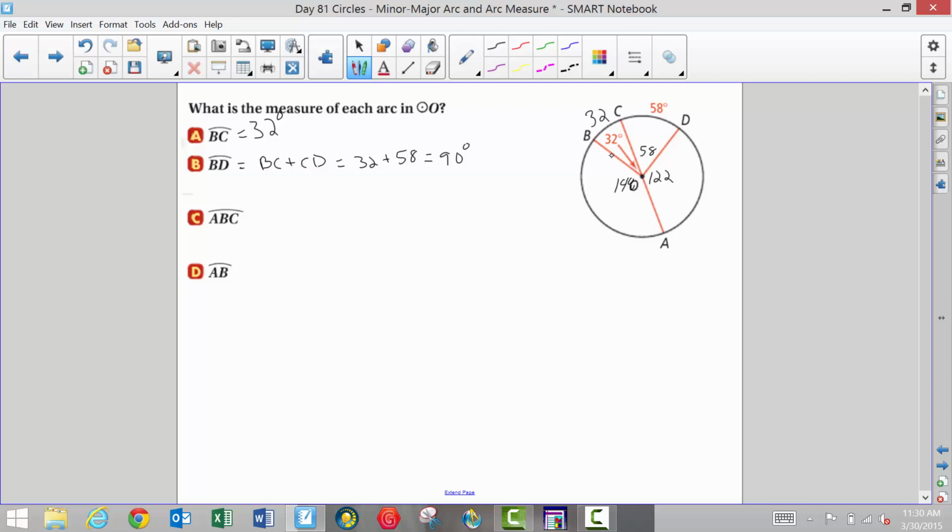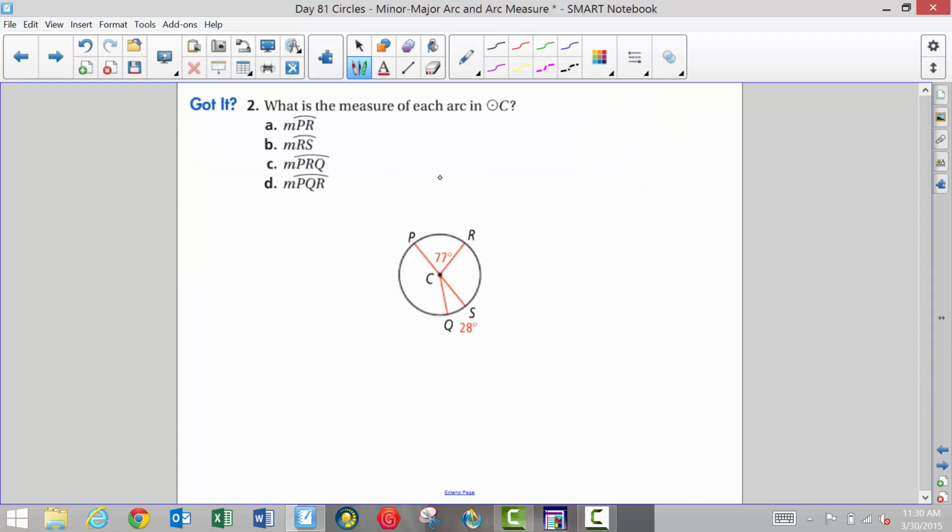Now I can find everything from A to B to C is 180 degrees because it's a semicircle. So again, A to B to C is 180. A to B is 148. So how did I get that? I knew that ABC is 180, 180 minus 32. So this was equal to 180 minus 32.